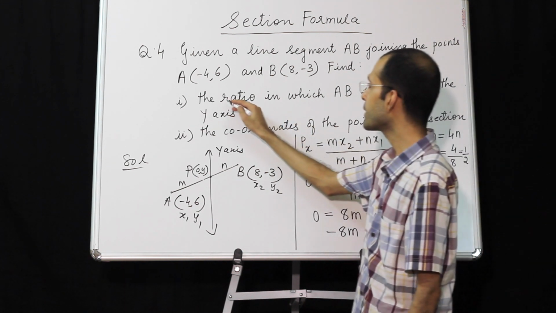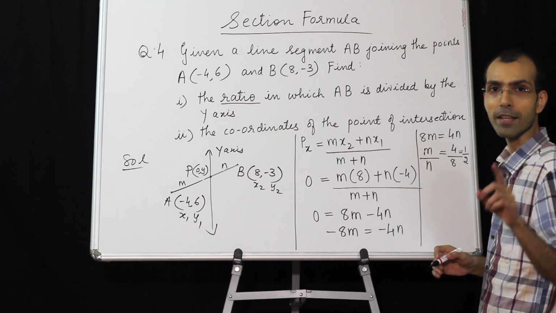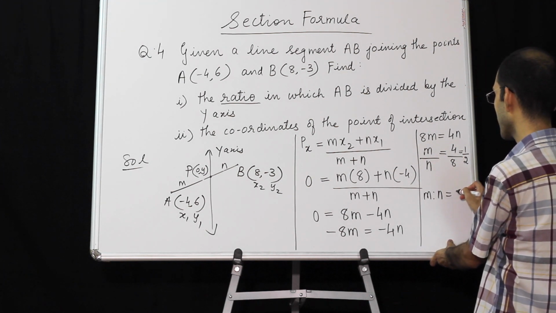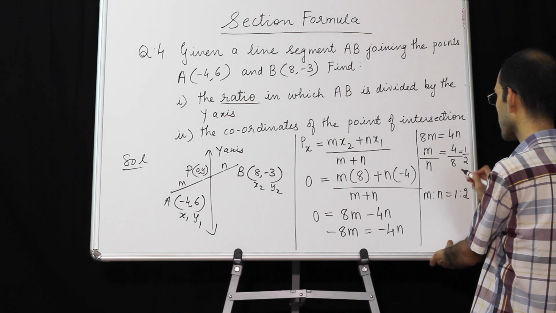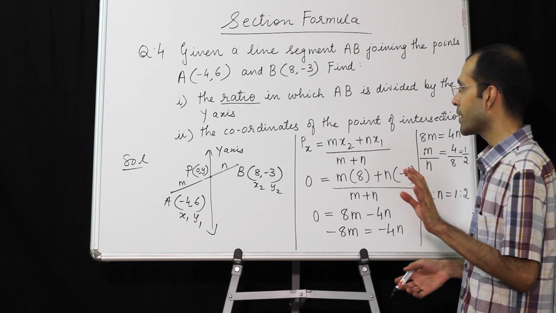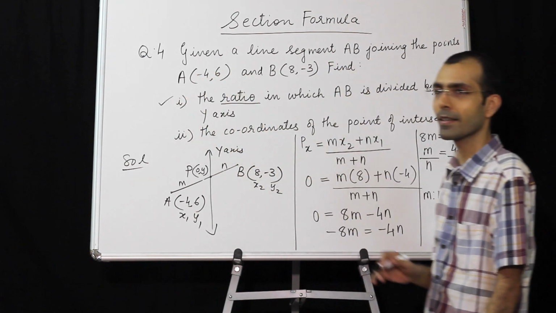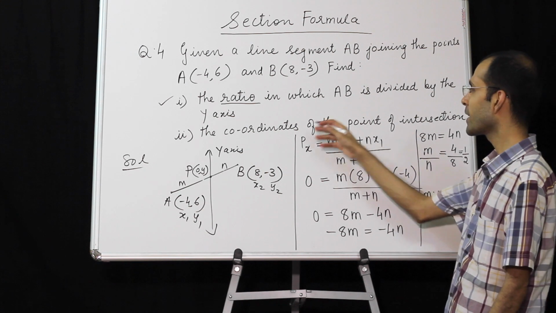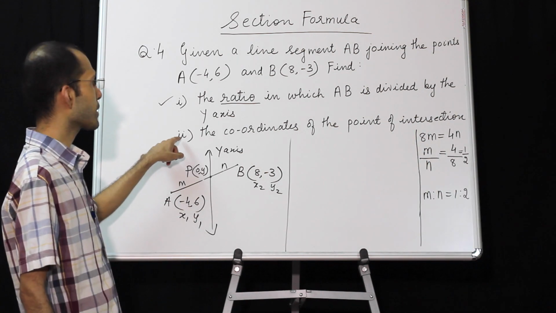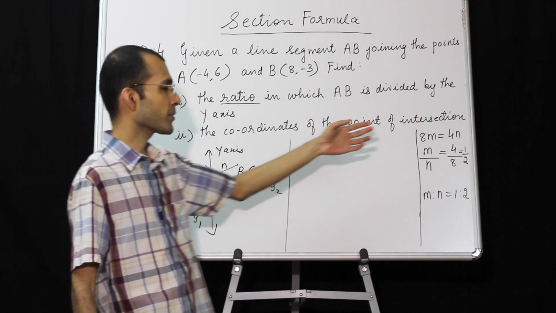But they have said find the ratio. So we have to report it in the ratio format. So we would write m is to n is 1 is to 2. Comfortable with this? We have not yet completed the sum. This is just the first sub part. Now we will see how to get the second sub part. Sub part 2, the coordinates of the point of intersection.